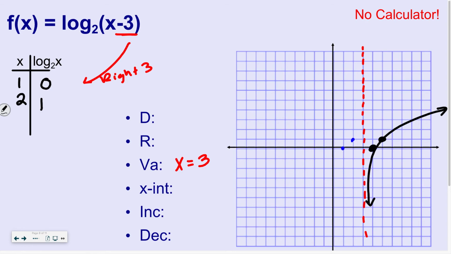If you want to find some other points in the table, you can, and then shift those points as well. But 2 points is really all I expect to see on your graph. And that should be enough for you to know what the graph looks like.